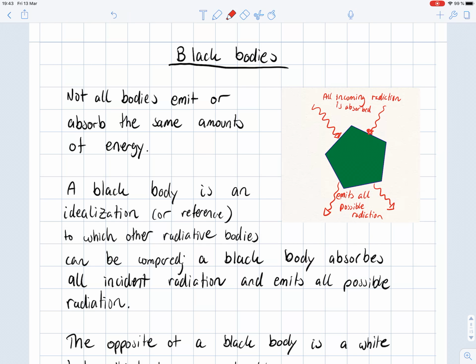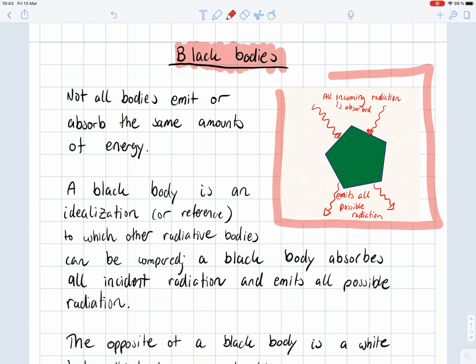So the first thing we will discuss is the so-called black bodies, shown schematically here. So this particular black body is actually green, but it should have been black. And the definition of a black body is that it will absorb all incoming radiation and it will emit all possible radiation as well. And the reason why we need this sort of definition is that not all bodies emit or absorb the same amounts of energy.